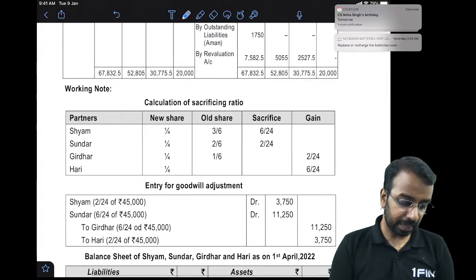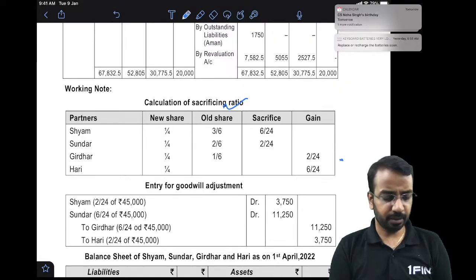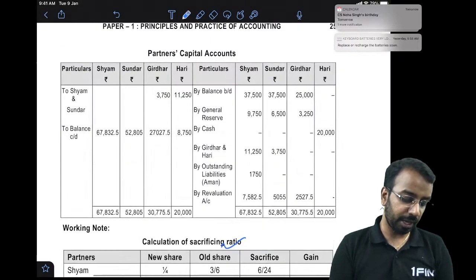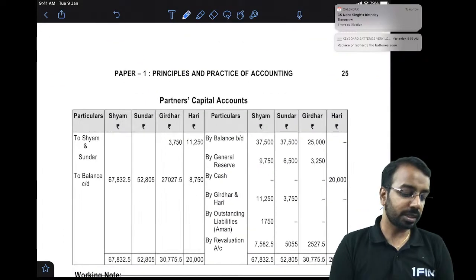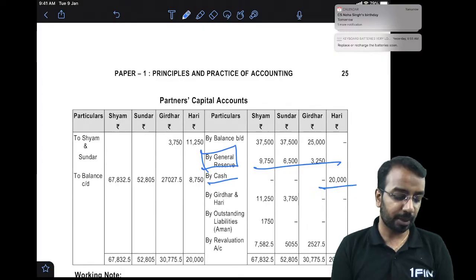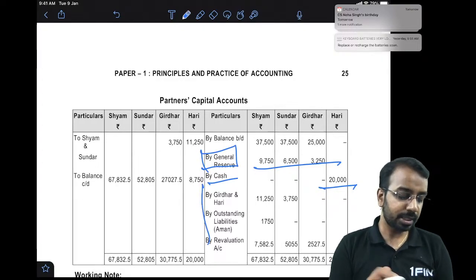Now here they have done it using sacrifice and gain, which is not needed. You can directly do it in the table format, which is also equally acceptable. Apart from that, all other adjustments are simple. General reserve, keep in mind to credit to the existing partners, cash for capital, remaining all is same.